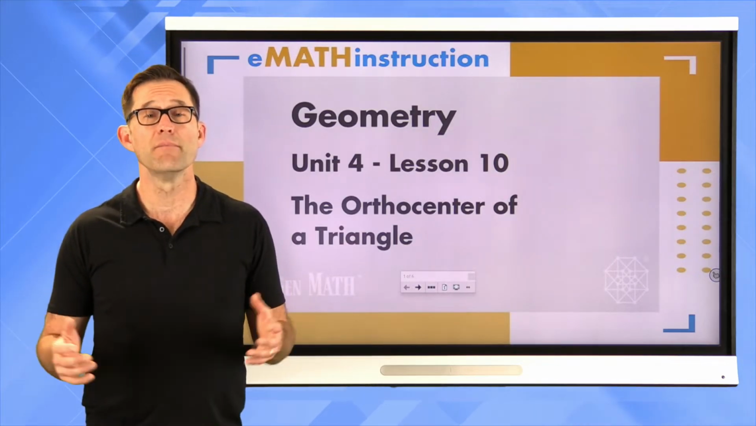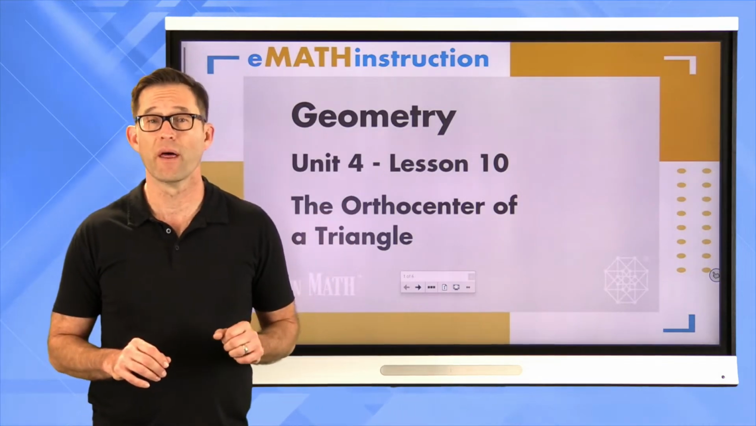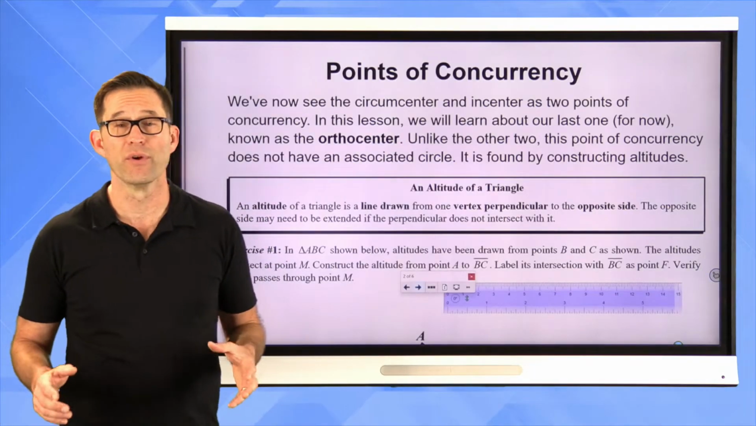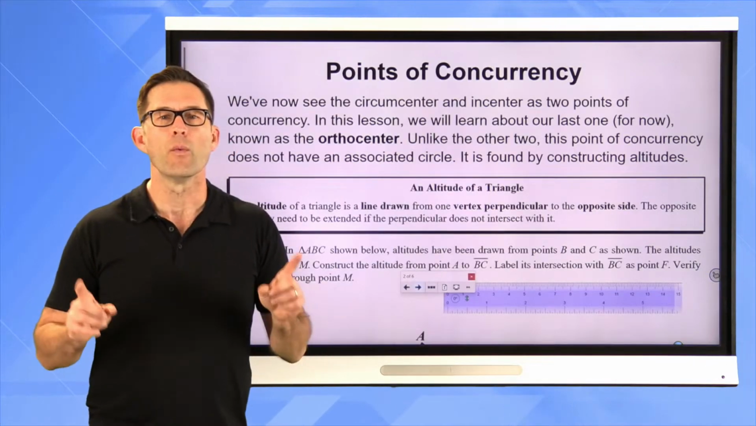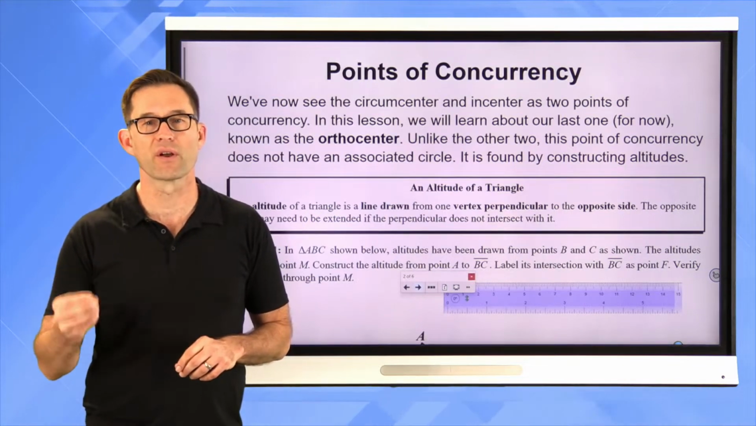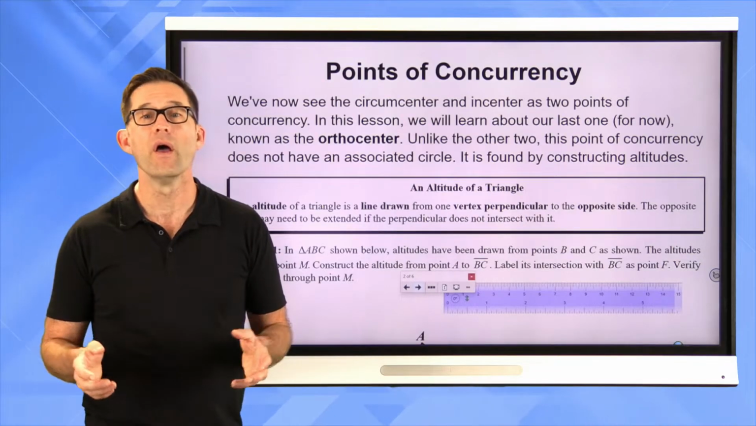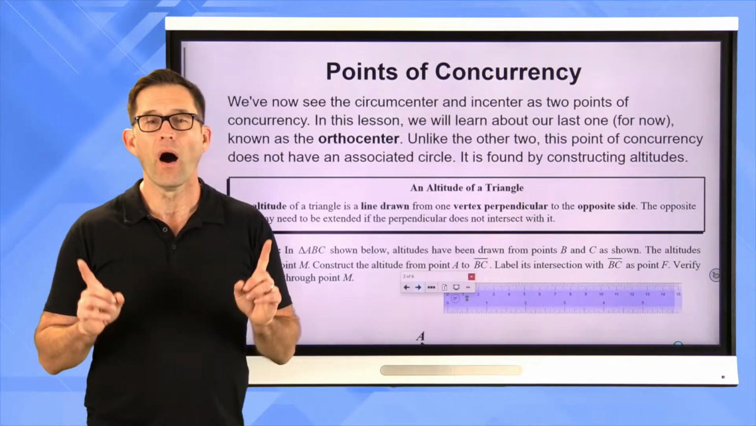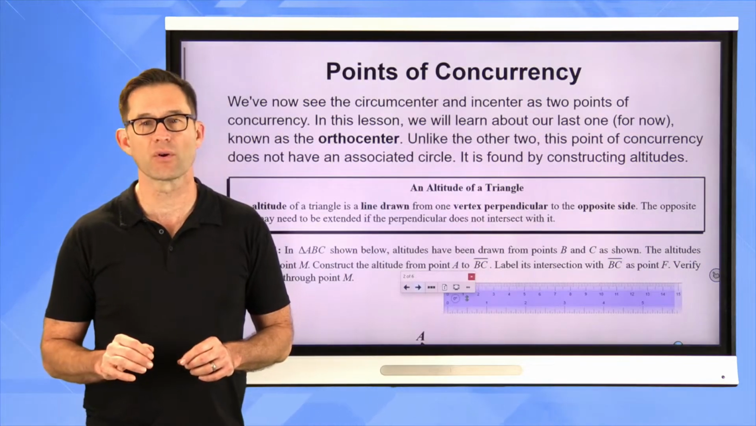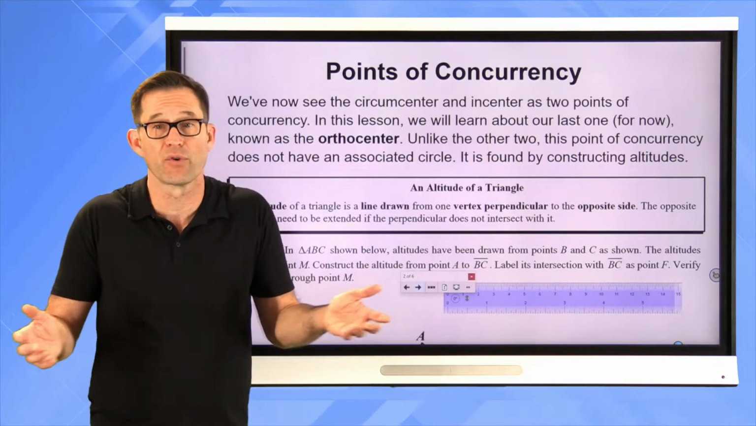So we've been talking a bunch about what are called points of concurrency, and the orthocenter will be another one. Let's get right into it. We've now seen the circumcenter and the incenter as two points of concurrency. In this lesson, we will learn about our last one for now, known as the orthocenter. Unlike the other two, this point of concurrency does not have an associated circle with it, which probably makes you wonder why it's called a center in the first place.